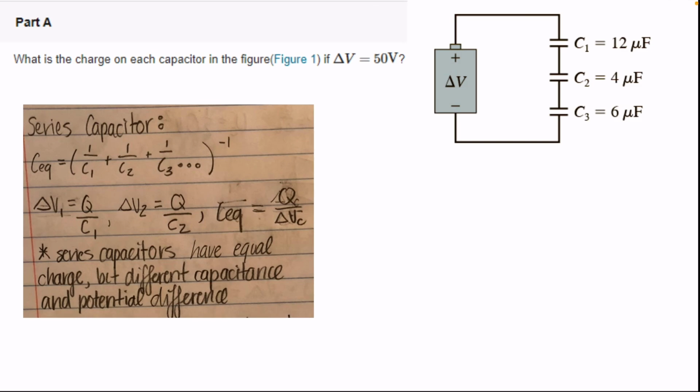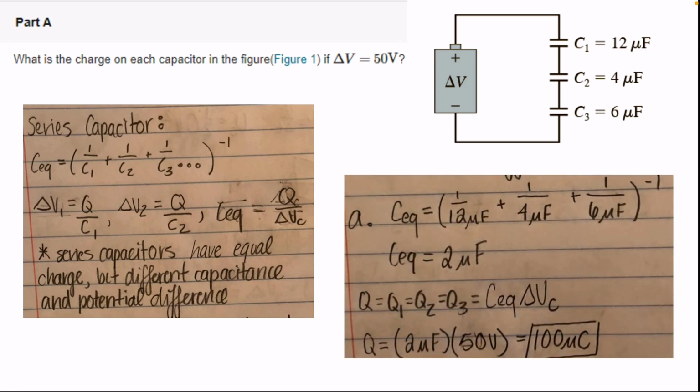So to find CEQ, the unique equation for a series capacitor is 1 over all the capacitances, that's sum to the power of -1, and then the overarching equation that you use for most capacitors in general is that CEQ equals Q over change in potential difference. So we're going to be using all of that to do the charge.